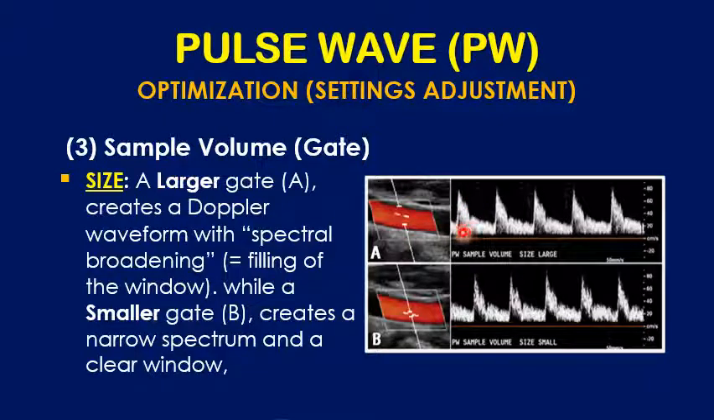But the opposite happens if I have a small sample volume. This is a small sample volume here. You look at the window here, it's very clear. Why? Because I have a small sample volume. So this is one of the reasons I might get some spectral broadening or filling of the window. One of the reasons is either the positioning of the sample volume or the size of the sample volume.